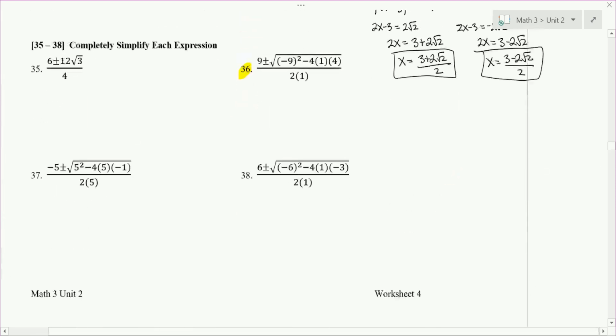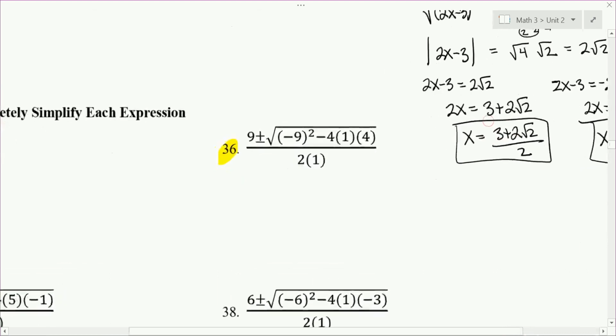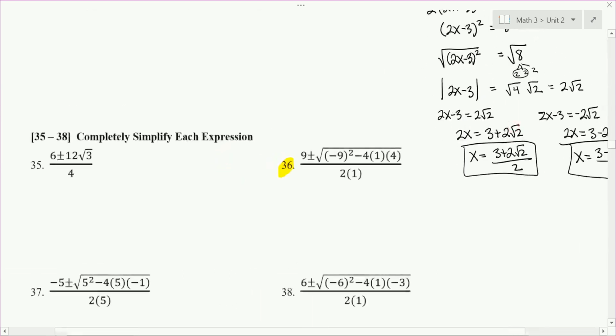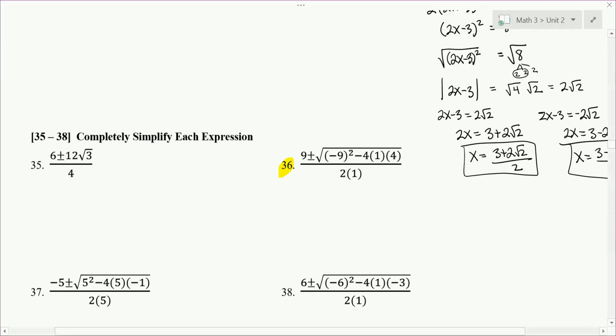And the last problem I want to do with you guys is number 36. 36, we just want to simplify this. And when you simplify it, start with what's on the inside of the square root. We want to square the negative 9. So that's 9 plus or minus square root of 81 minus, multiply the 4, 1, and 4 together, that's 16. All over, multiply the 2 and the 1 together. And then keep working with that square root, find out what 81 minus 16 is.